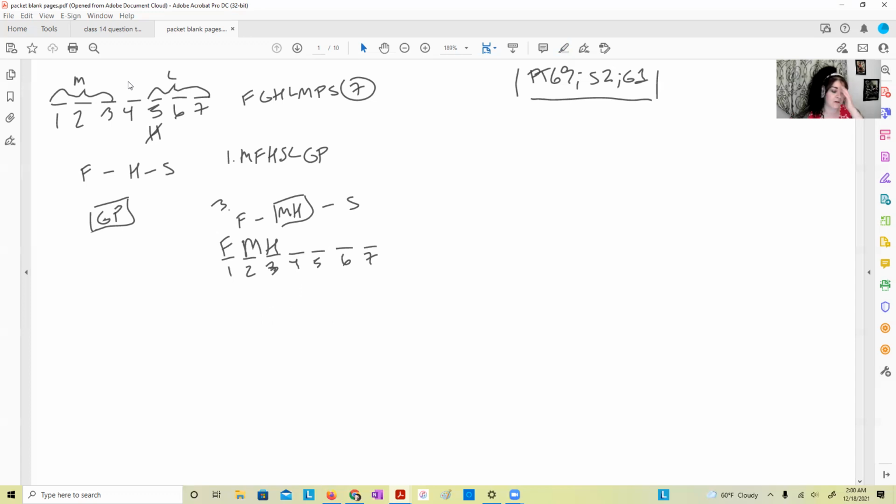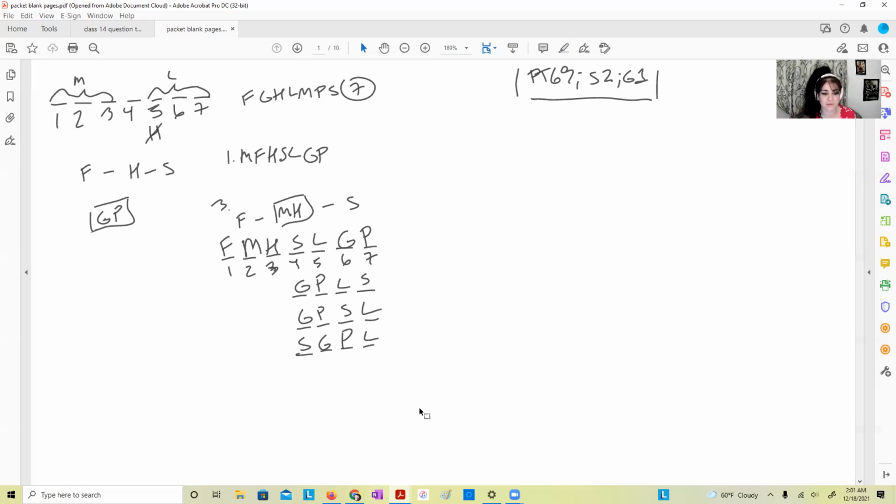So what about this top one? We know L has to be one of the last 3. So L could be over here, or L could be over here. If L was on 5, I would say GP and then S. If L was on 6, I would say GP and then S. And then over here, we could do either GP and S or S and GP. And these are all good endings to the FMH beginning.